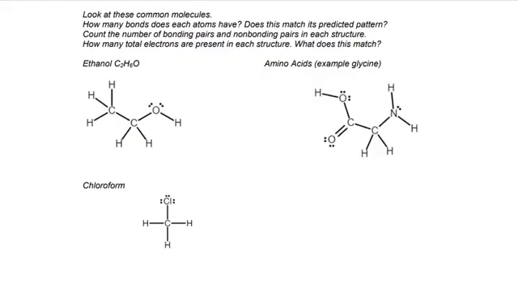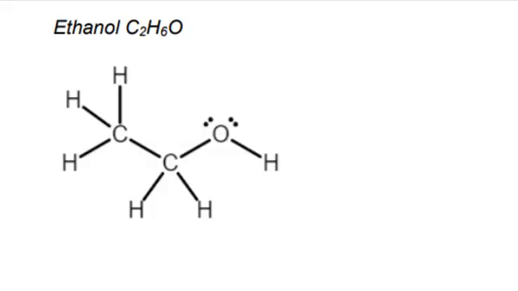So let's look at an example here. We'll zero in and look at ethanol first. So here's an example of showing bonding. Let's count how many bonds there are in ethanol. So there's those, and now let's count them. There's 1, 2, 3, 4, 5, 6, 7, 8. So we have 8 bonds.